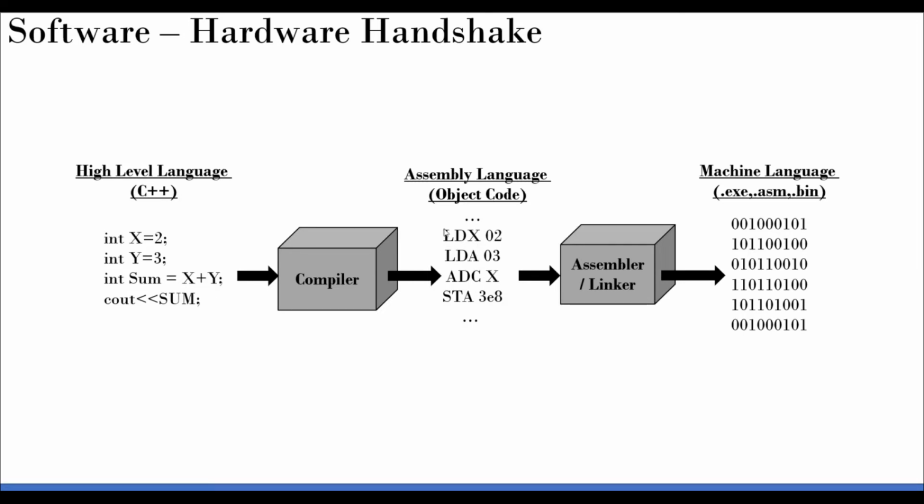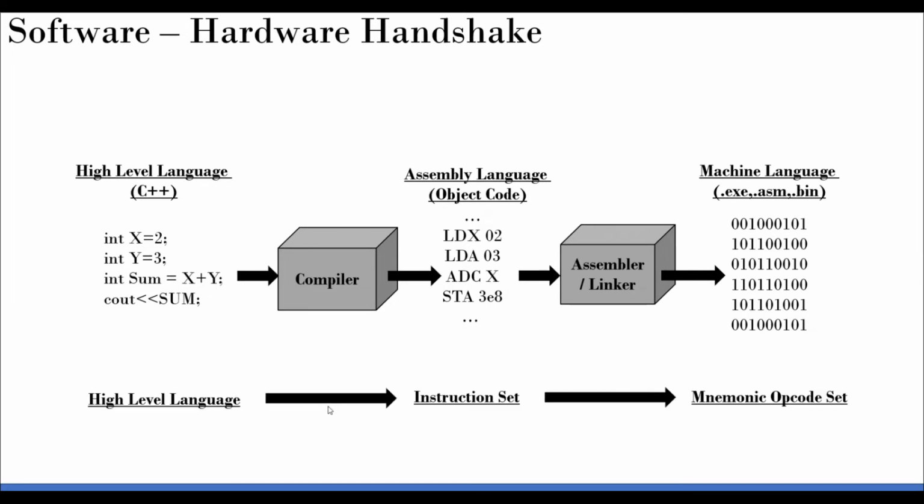And then of course the machine doesn't understand that, so the machine only understands these terms. This is what we call machine language, and this may be something like an exe for Windows, or ASM for something like ARM processors or the microprocessor level, or it can be a bin file, something like that. Depending on your operating system, it may appear to be something else. Okay, so move on. So that's it: high level language to instruction set to mnemonic opcode set.